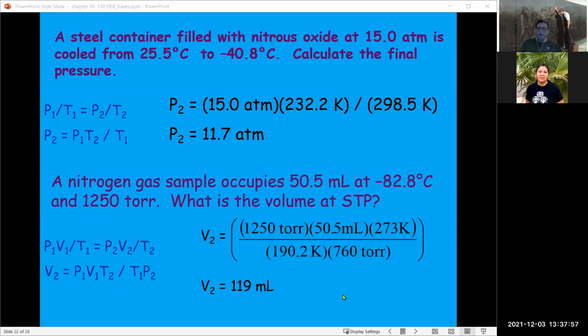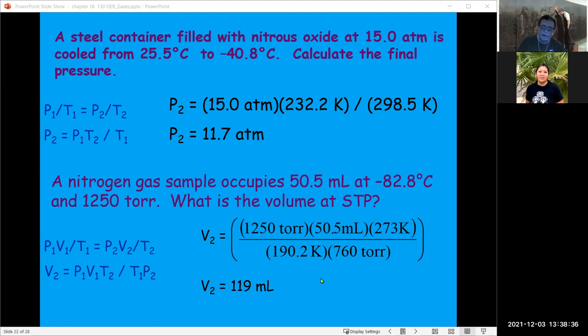So you plug and play. You have 1250 torr, and the volume we can keep the same, at 50.5 milliliters, or we can convert it to liters, whatever you want to use. That's fine, just keep it the same. Then the temperature, 0 degrees, is 273 K. Plug the numbers in, and now your volume is 119 milliliters.